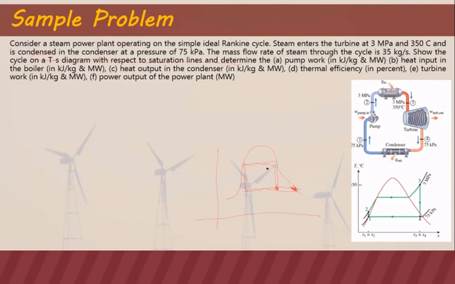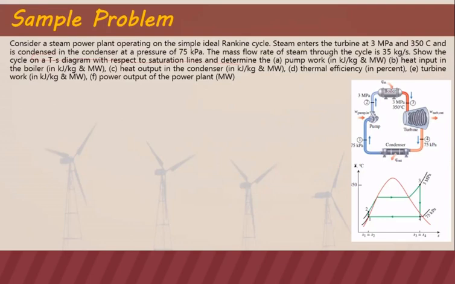And then after the process in the condenser, it has to be saturated liquid. That's why it's here. And then we have to pump it to the pressure of the boiler. So this is our constant pressure line until such time that it will become superheated vapor. And then to close the cycle, this is how our Rankine cycle would look like. I hope that you can familiarize already with how the Rankine cycle looks like.